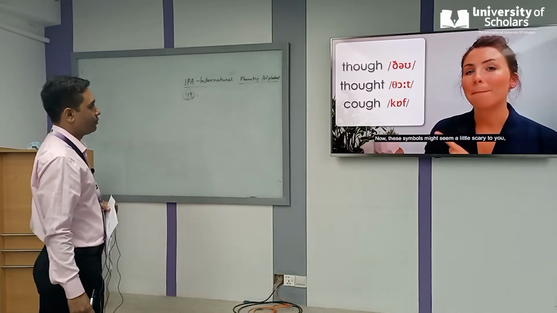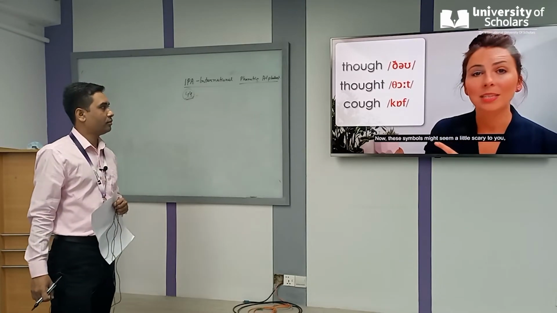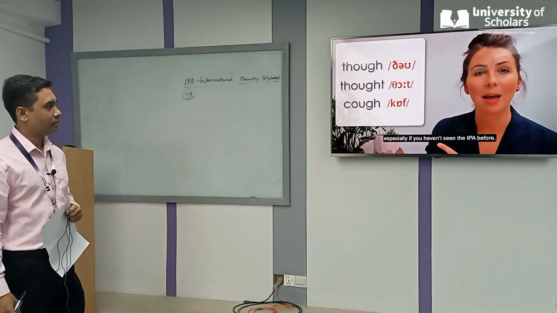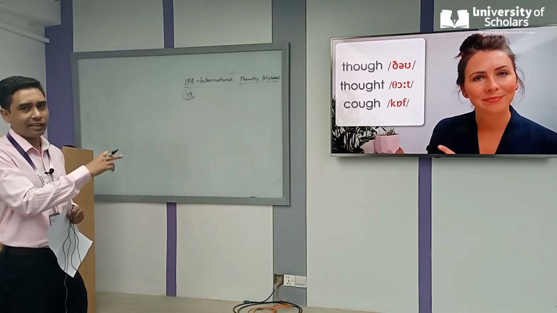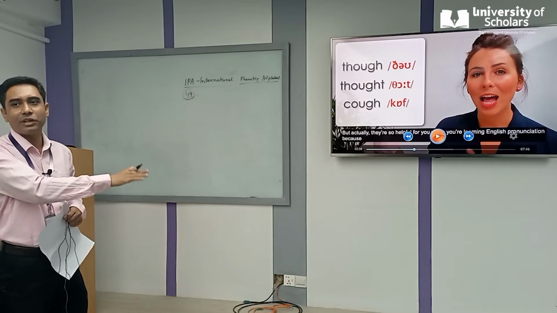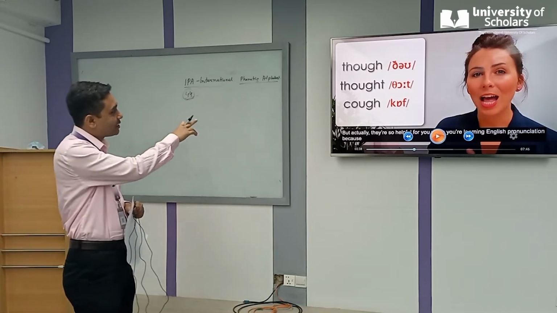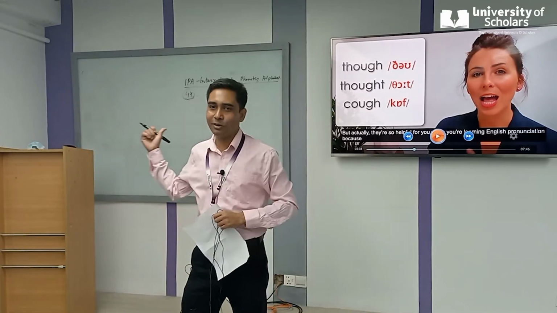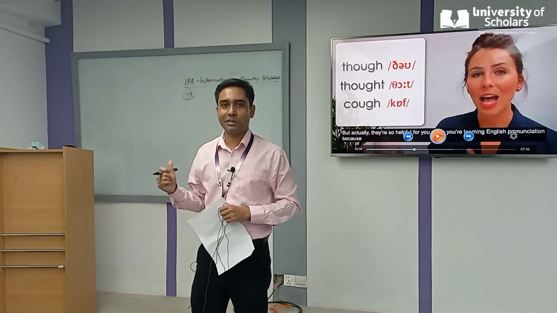Now, these symbols might seem a little scary to you, especially if you haven't seen the IPA before. What are the red things? But actually, they're not so scary. These are the things we are going to study. These are the symbols from the IPA. These are the 44 symbols.